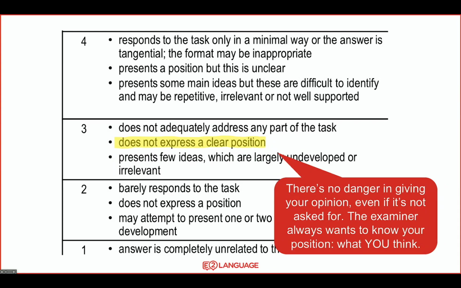Even if it's not asked for, the examiner always wants to know your position or what you think. Okay, back to the body paragraphs now.